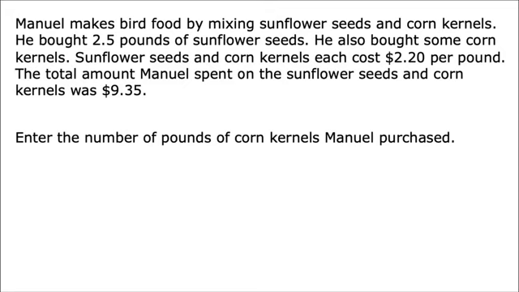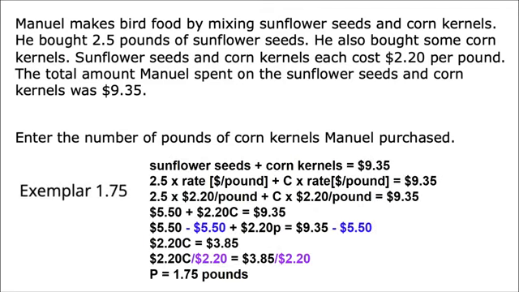Okay, now that you worked on this problem, let's see if you got the correct answer. So if you said 1.75 pounds, that is the correct answer. And how do we do that? First, we start off with a general equation where on the right side of the equal sign, you have the total cost, which is $9.35. And then on the left side, you have the components that make up that cost, which is the sunflower seeds and the corn kernels.